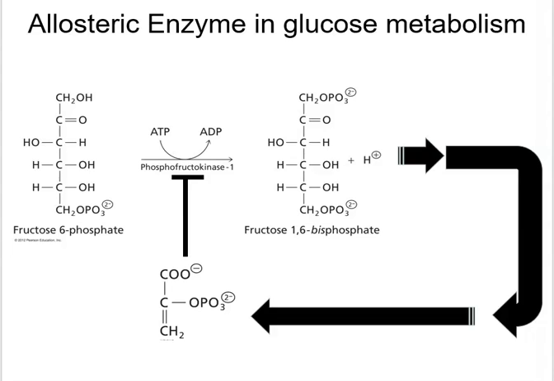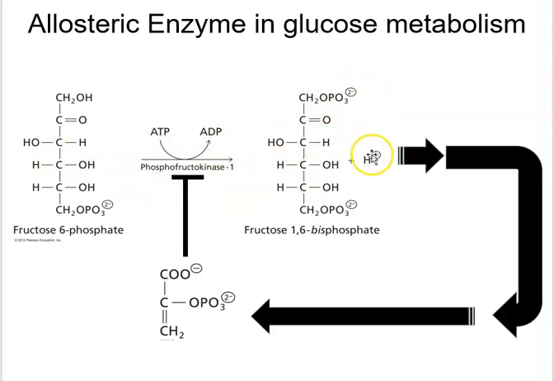Here's an example of allosteric enzyme regulation in glucose metabolism. Fructose 6-phosphate is one of those compounds that we're going to see in the future when we start looking at glucose metabolism. Phosphofructokinase 1 is the enzyme, and it's going to use ATP and fructose 6-phosphate as the substrates for this chemical reaction. We're actually going to phosphorylate this. We're going to replace this alcohol group with a phosphate group.